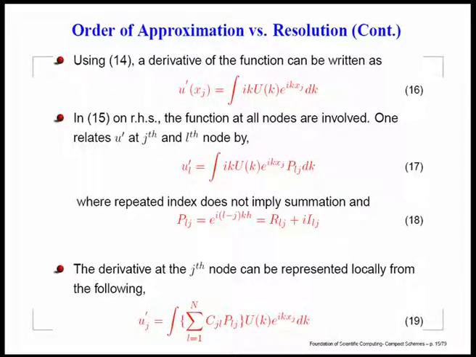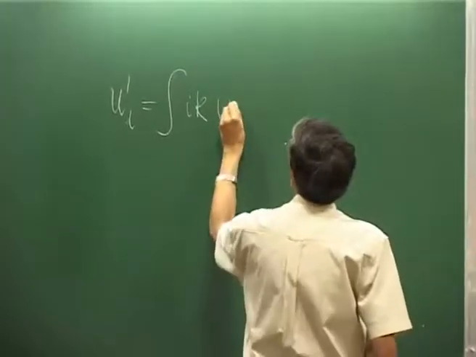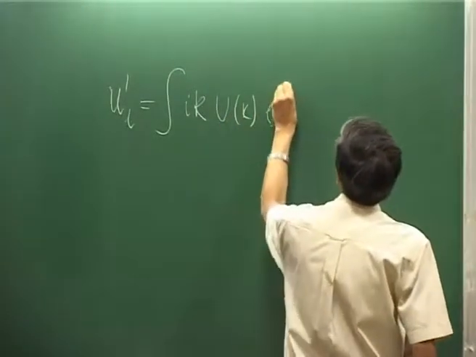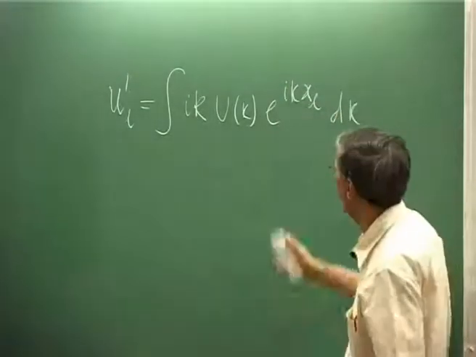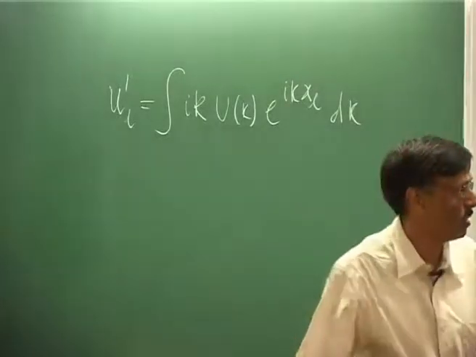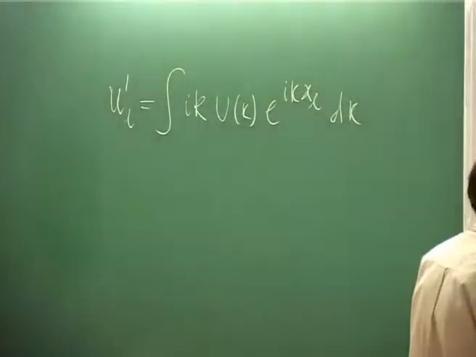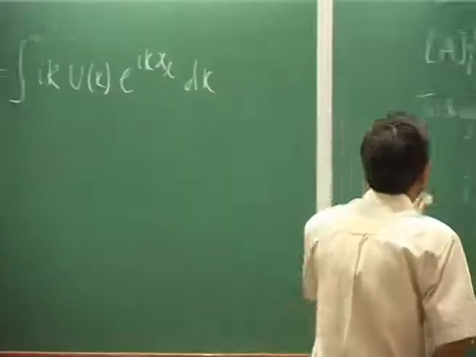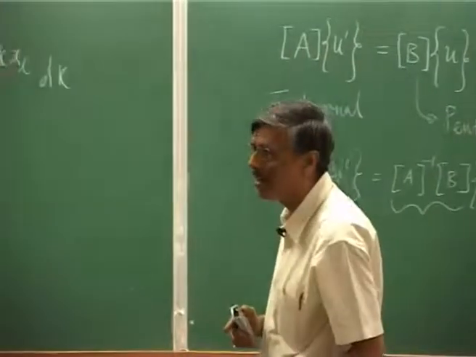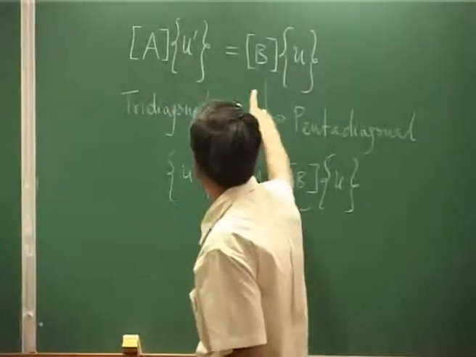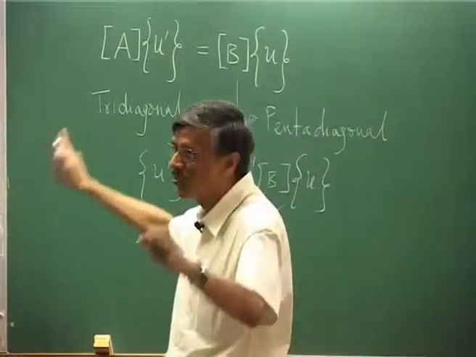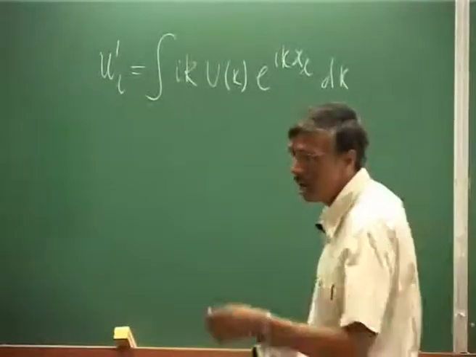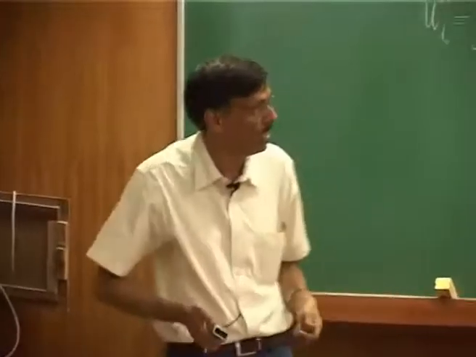So, if I want to write this, what I should be writing here is u of k, e to the power i k xl dk. This is the spectral representation of this. However, what we are doing here is writing it like this. A priori we do not know how many of those functions are involved, so we would assume that B is full. That means we are taking the contribution from each and every node.